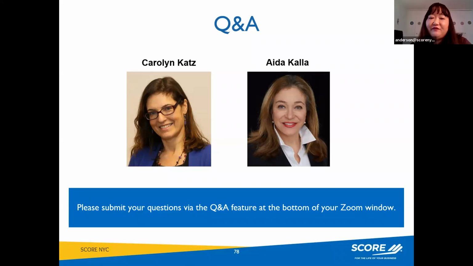Sue, which form does an independent contractor, 1099, who has next to no overhead expenses use? Well, you're going to use the Schedule C. So say that again. You have no employees, nothing, just you. That's the easy form. Okay, thank you.